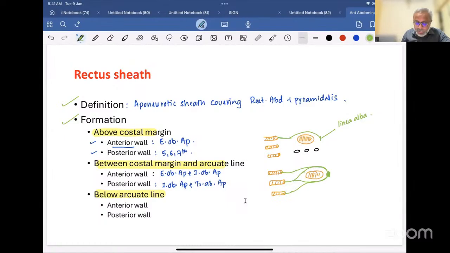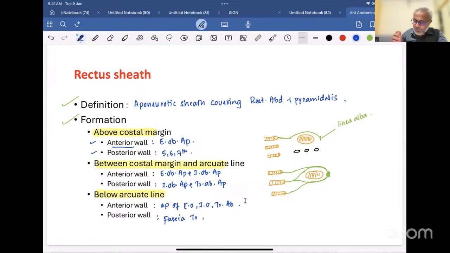Then below the arcuate line, how is it formed? Remember, below the arcuate line, it is formed by the aponeurosis of the external oblique, internal oblique, as well as transversus abdominis. Right? How about the posterior wall? The posterior wall is formed by the fascia transversalis.